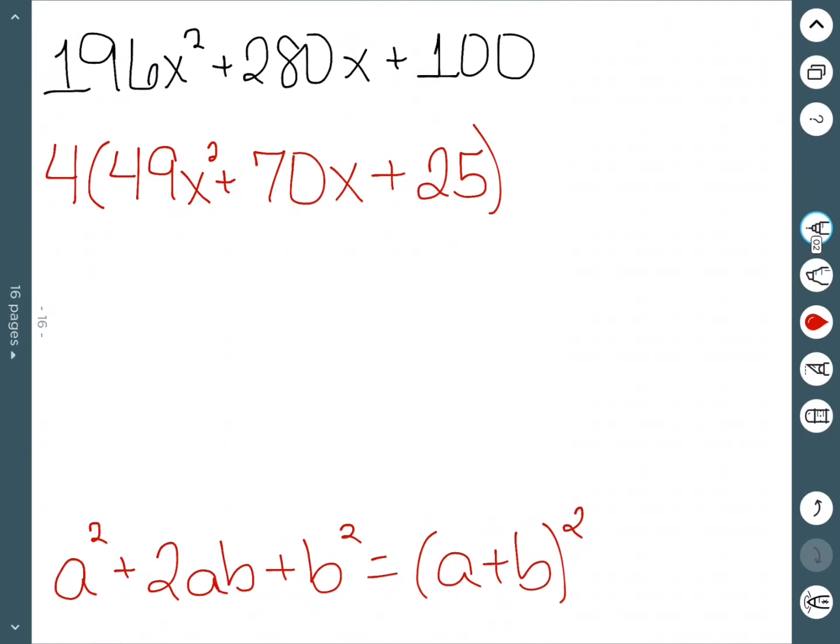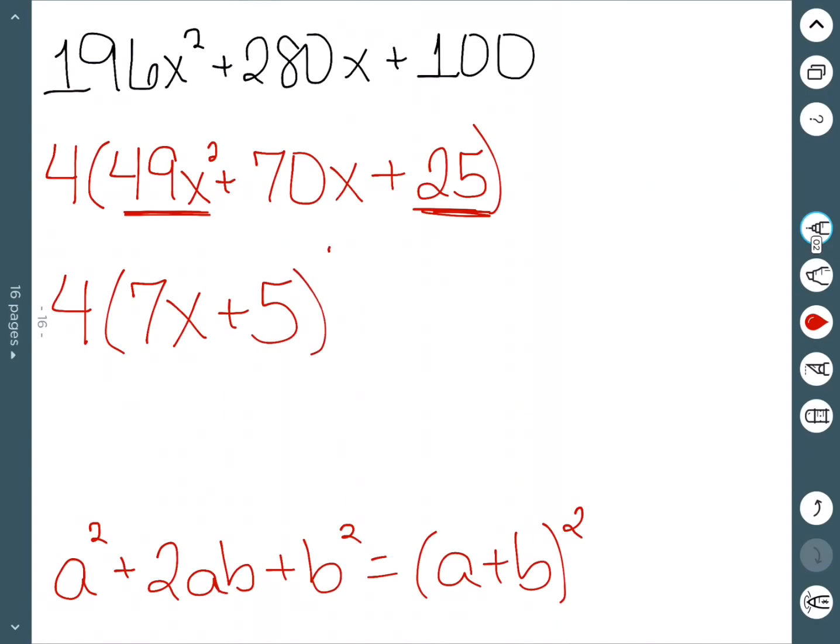However, it's not impossible. The key is to look at the first and last term and realize that they are perfect squares. This is 7 squared and 5 squared. And then see if the middle term fits. 7 times 5 is 35, times 2 is 70, so yes, it does fit this problem. Therefore, I have 4 times (7x plus 5) squared.